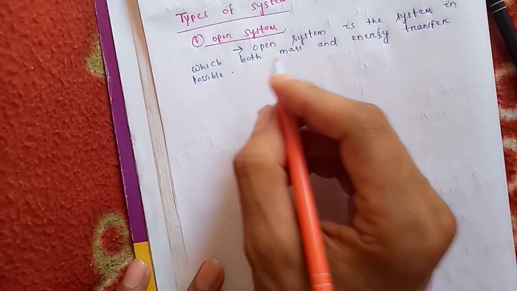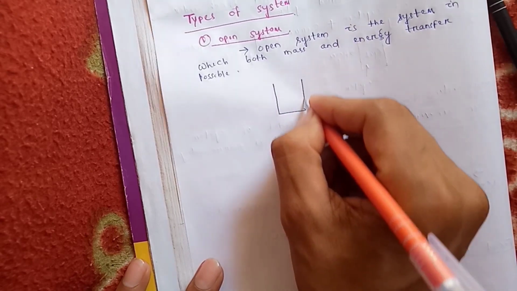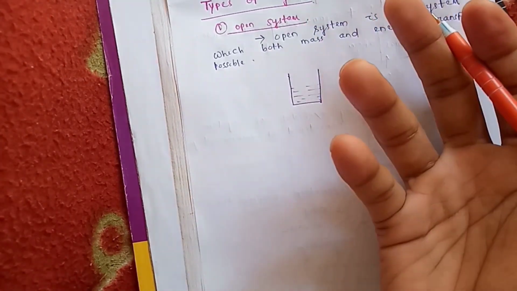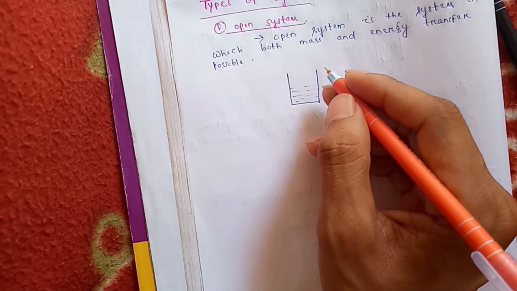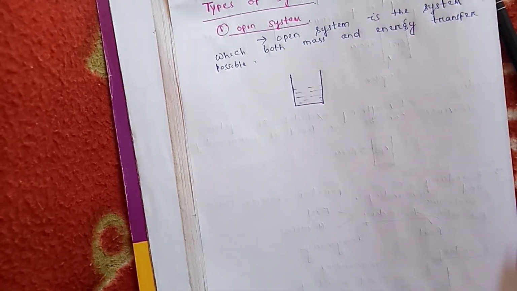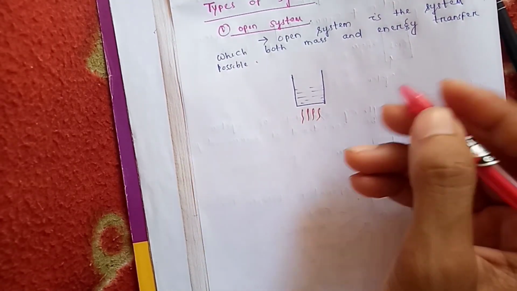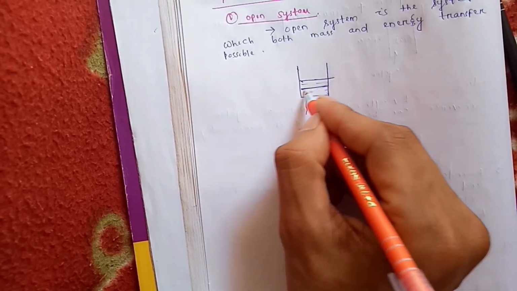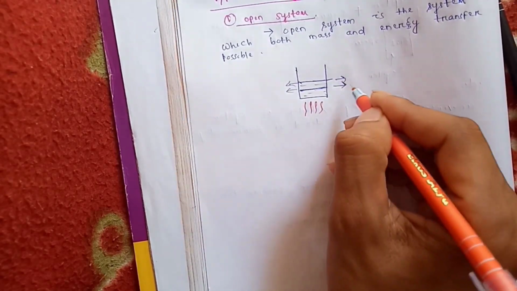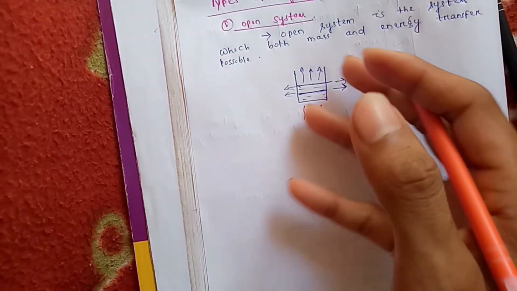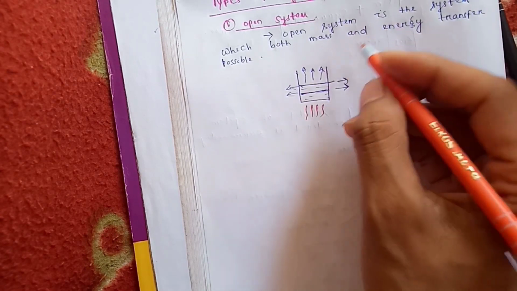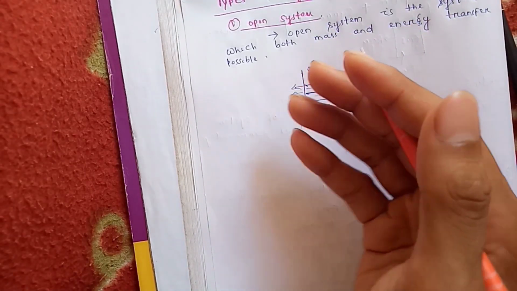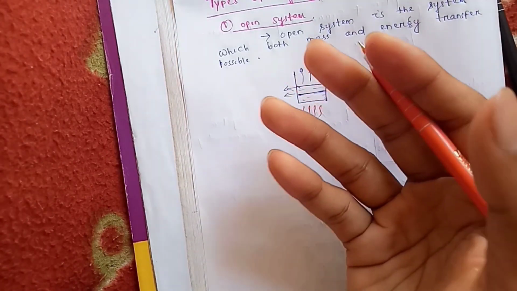For example, suppose you take some water in a container. Okay, it is a container and keep some water inside it, and just heat it continuously. Then what happens? After some time we observe that the level of water comes down, from here to here. It means that the water is converting into water vapor and it goes out. That means the mass is exchanging between the system and the surrounding. Also the heat or energy exchanges. So the system in which both the mass and energy exchange is possible, we call it an open system.